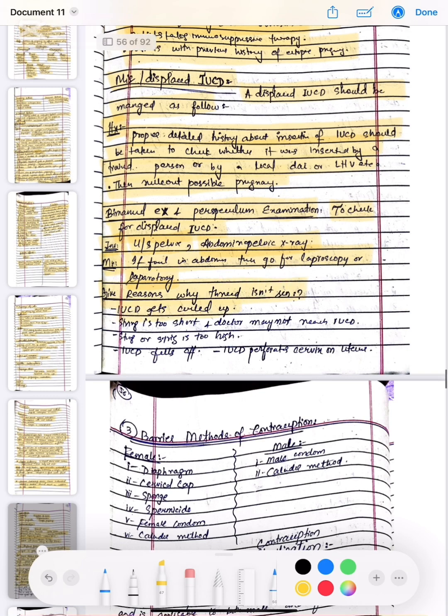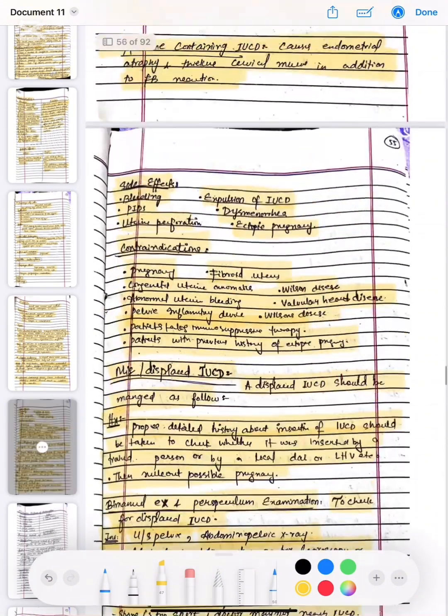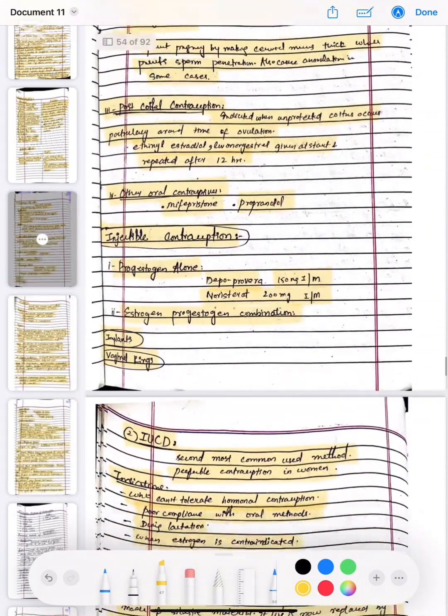If a question is asked to give the reasons why the thread isn't seen: the IUCD gets curled up, the string is too short and the doctor may not reach the IUCD, the string is too high, or the IUCD falls off, or the IUCD perforates the cervix or uterus. Okay, so this was the IUCD, which is the main method of contraception.